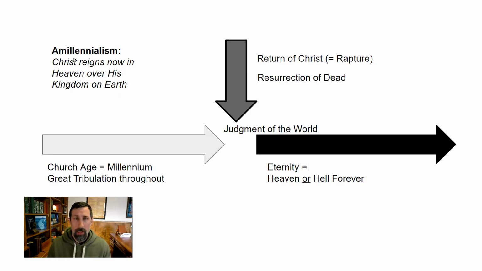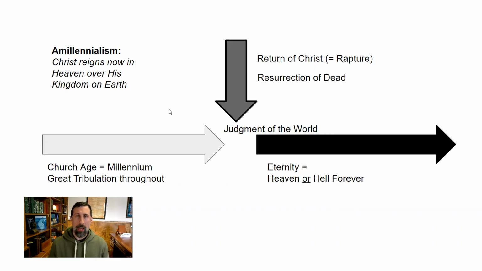It's the church age. It's the time from the time that Jesus rose from the dead and ascended to the right hand of the Father until such a time as he comes again in glory. And so the position of amillennialism then holds that the millennium is a symbolic number. It doesn't exactly mean 1,000 years, but it's a very long time from the ascension of Christ all the way to the return of Christ.